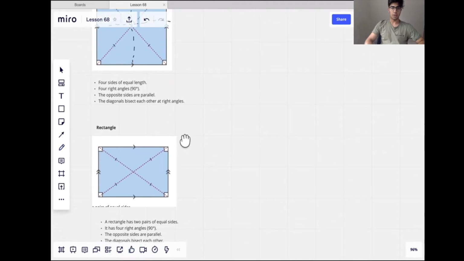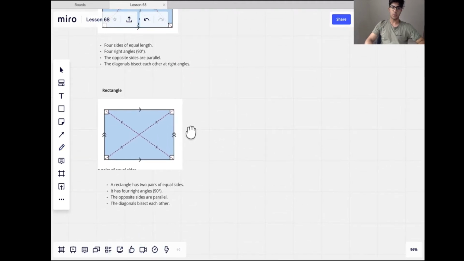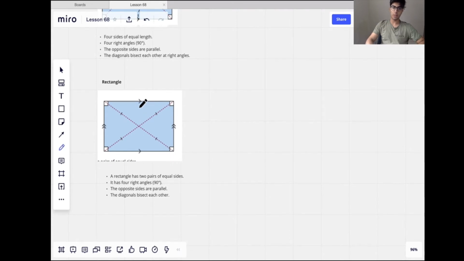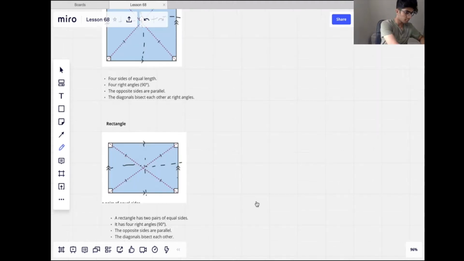We've also got a rectangle, which is very much like a square, except that because the side lengths aren't equal, the diagonals don't bisect at 90-degree angles. But it does have lines of symmetry, and there we go. The ones in black are the lines of symmetry.